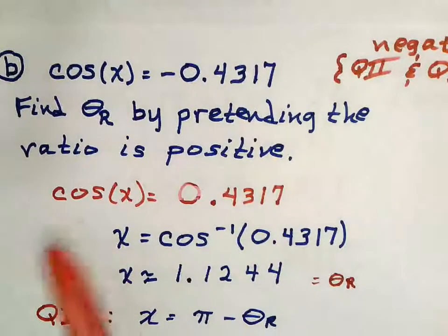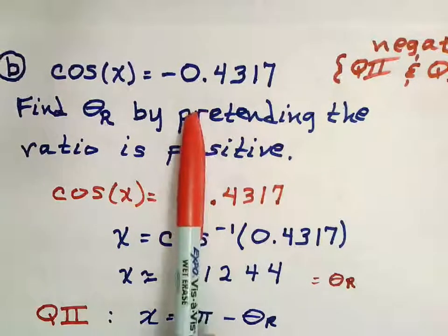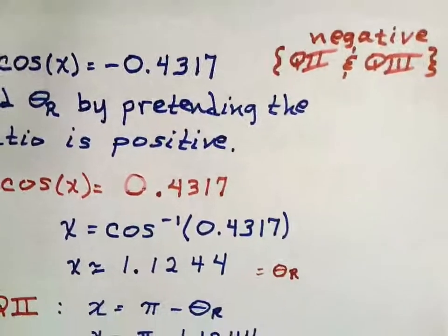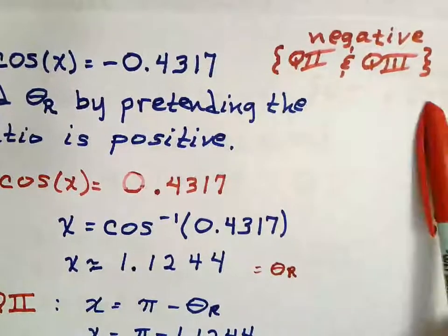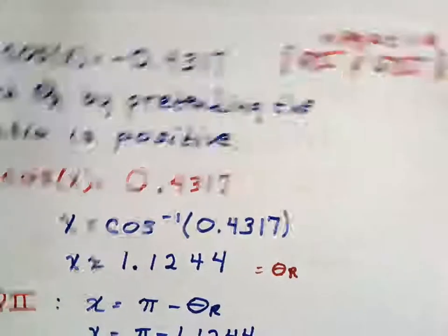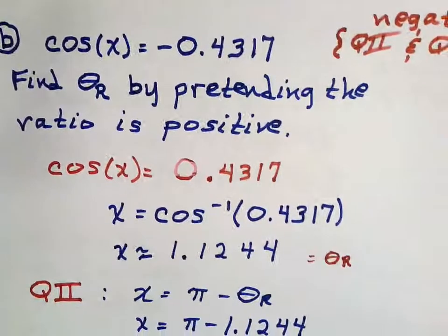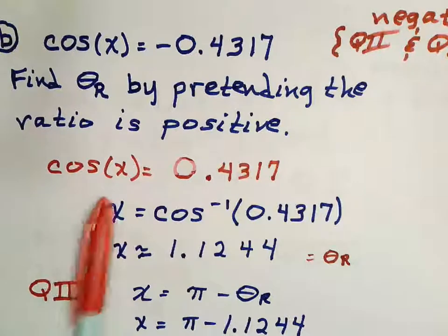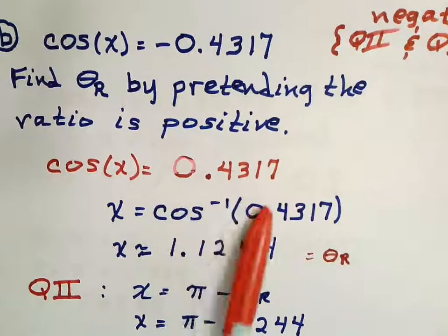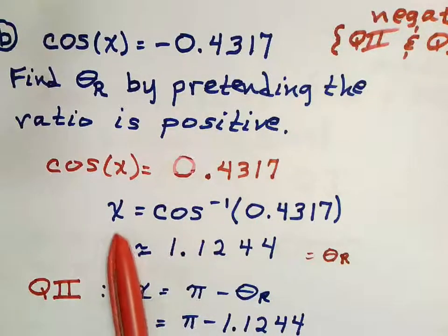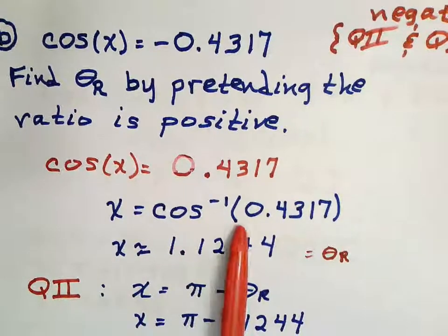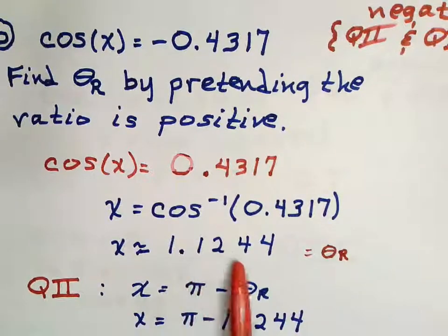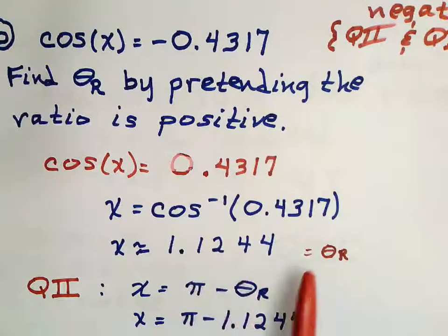Here, I have cosine of x is equal to negative 0.4317. Well, cosine is negative in the second quadrant and the third quadrant. So first of all, we're going to find the reference angle by pretending that the ratio is positive. So I'm going to pretend that cosine of x is equal to 0.4317. Well, this says x equals inverse cosine of 0.4317. And our calculator will give us 1.1244, which is a reference angle in quadrant 1.